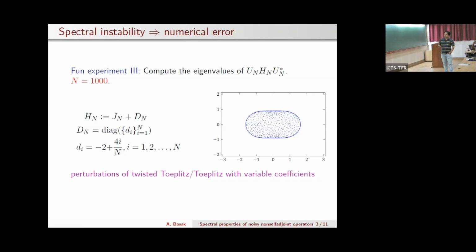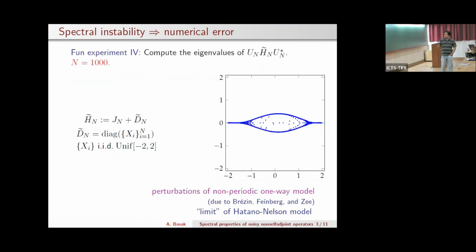This kind of matrix that I wrote down here is known in the literature as twisted Toeplitz or Toeplitz with variable coefficients, and it has some other names as well. One thing to note is that the empirical measure of the diagonal matrix will be uniform from -2 to 2, because as you let n go to infinity, it will approach the uniform distribution between -2 and 2.